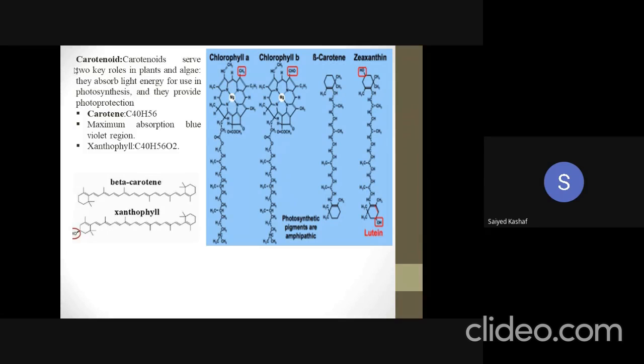Another role of these accessory pigments is to protect chlorophyll A from photooxidation. And this is the structural formula of carotene, C40H56, and the maximum absorption takes place in the violet region. And this is the structure of xanthophyll, which has an OH group at the ring. This is the structure of xanthophyll, which forms lutein.